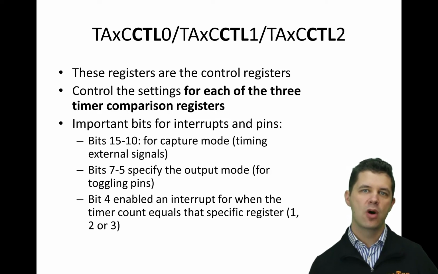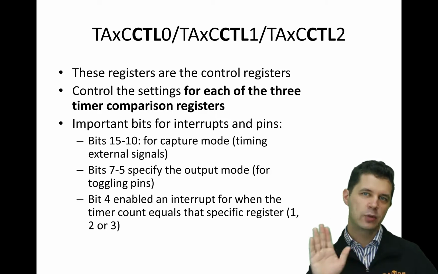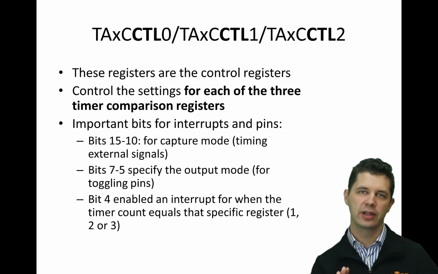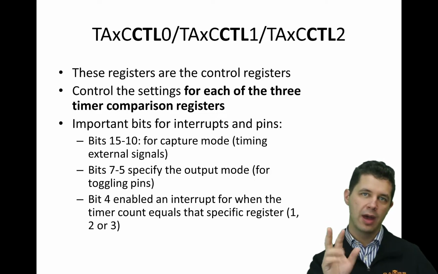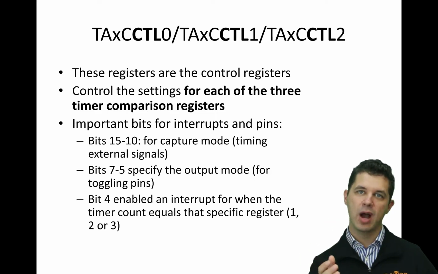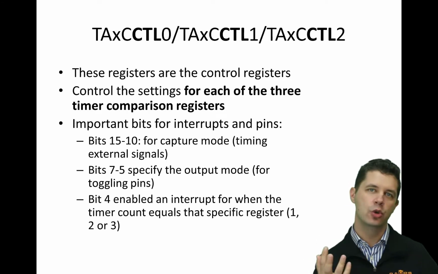Bit 4 is to enable or disable the interrupt when that timer count value equals a specific register. Very, very handy, because we can turn off individual timer comparisons. So we might be using 1, but we're not using 2 and 0, for example.